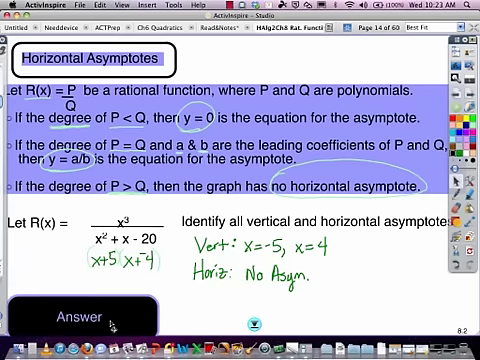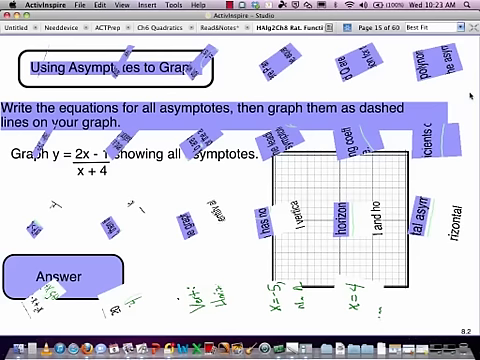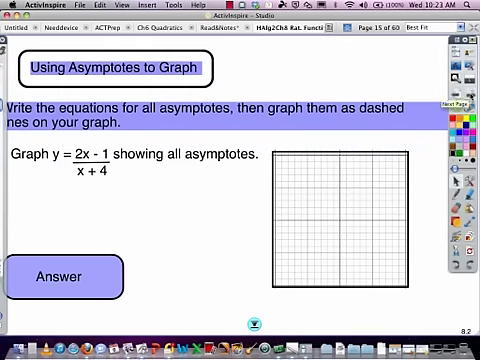All right. Moving on. So after we know how to find vertical and horizontal asymptotes, the next step we need to do is let's go ahead and see what it looks like with the graph included. So this one says, using asymptotes to graph. Write the equations for all asymptotes, then graph them as dashed lines on your graph, as well as graphing the rational function. So first of all, let's go through our processes, and I just like to write, vertical, horizontal, because that's what they said.